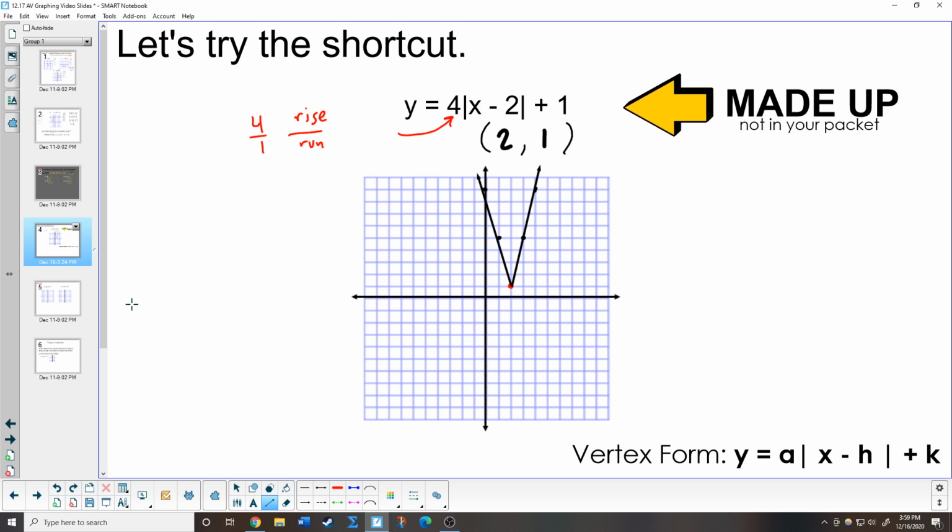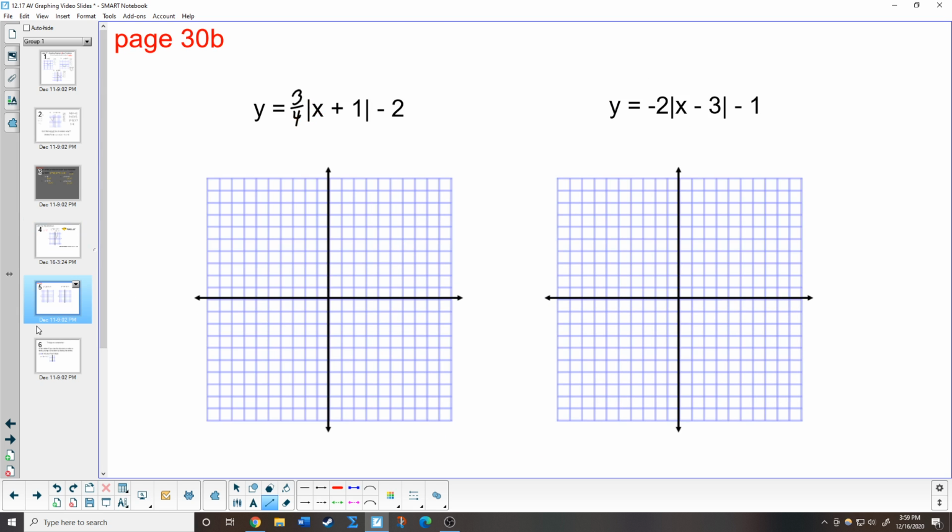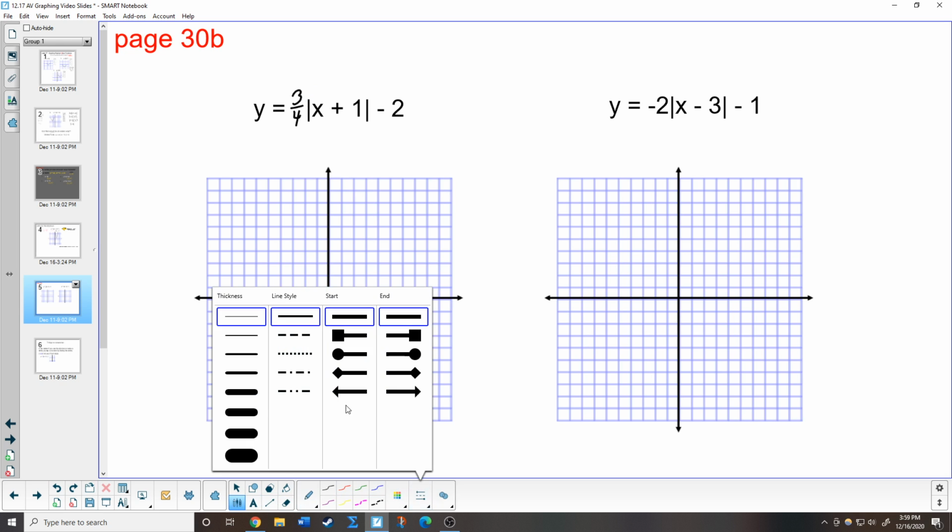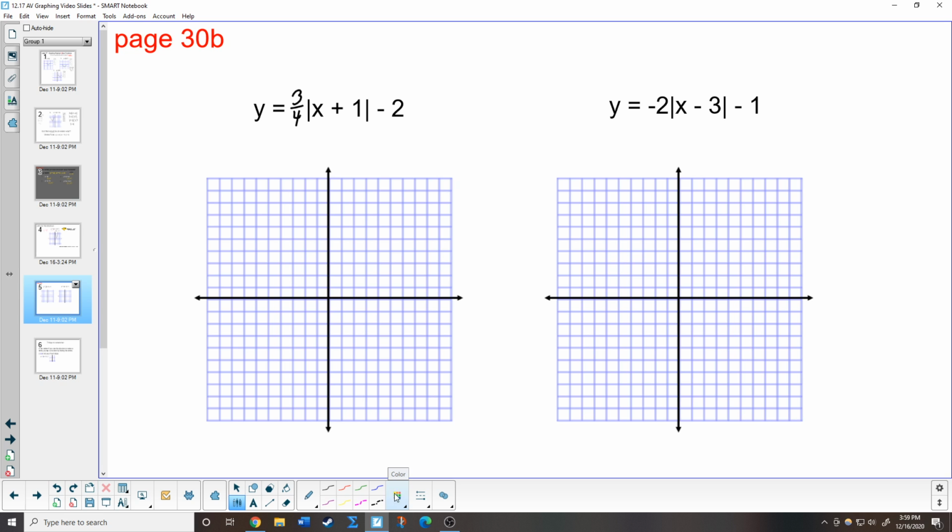All right, let's go ahead and try 2 more, and then we'll be done. This is on page 30B. All right, so we're going to show you how quick this really can be. All right, feel free if you want to just try that yourself, you can pause it. All right, and then we're going to go through them together.